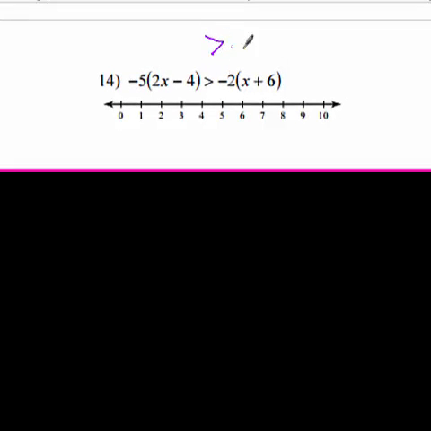All right, so remember on inequalities, well, first off, if I have an inequality, we know that this one is going to be an open circle if it is less than or equal to.